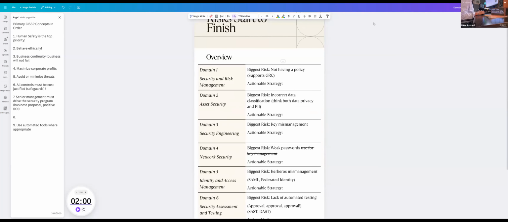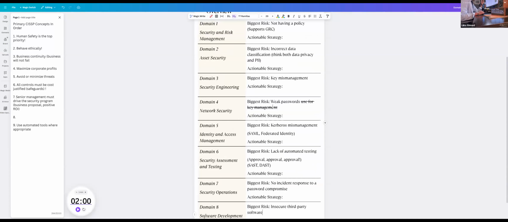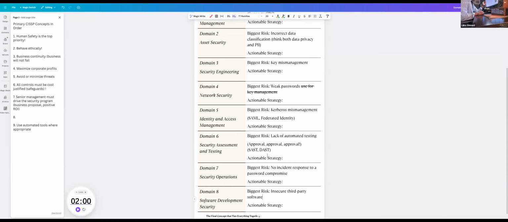So the biggest risk in domain one was not having a policy. And I'll show you guys a great trick. It's called cross-domain correlation, a great trick just to understand why and how we need a policy. So look in domain two, we have incorrect data classification. So a policy for that would be to implement a data classification program that follows all the stringent rules and frameworks and regulations. Domain three, key mismanagement. If management sees that the biggest risk in domain three is key mismanagement, they're going to say, make sure confidentiality is enforced. They're going to create a policy for that. Same with domain four, five, six, seven, eight.